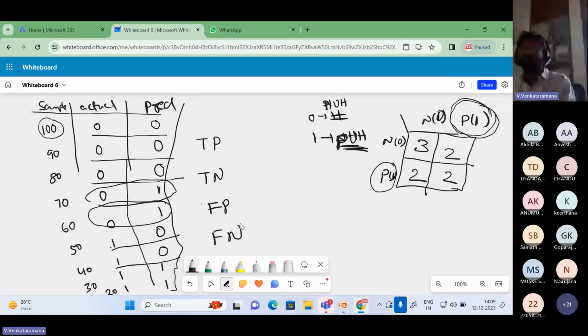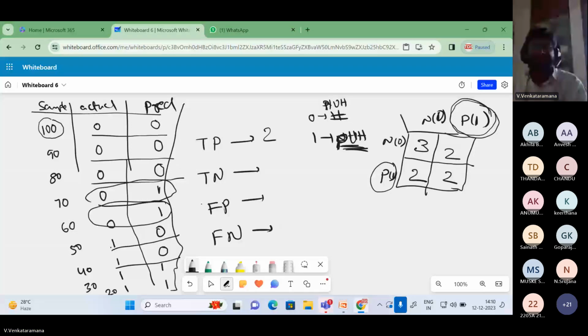Yes, so true positives is 2. Very good. Now tell me how many true negative samples. True negative samples means actually negative, no health issues, and your model also predicts no health issues. How many such type of samples are there? Perfect, 3. Very good. So this type of questions only you will get in the examination. And what about the false positive?